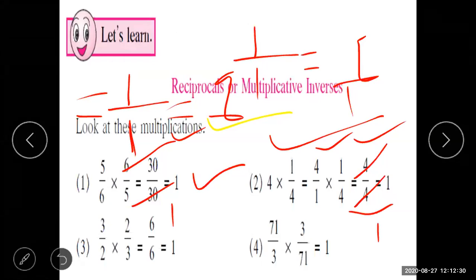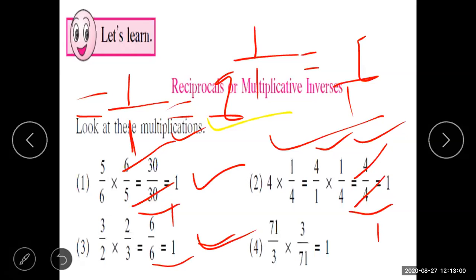Now the third question is 3 upon 2 multiplied by 2 upon 3. Now we will multiply 3 into 2. 3 twos are 6 and 2 threes are 6. Now here 6 upon 6 means the same. It is the same table: 6 ones are 6, 6 ones are 6. Then we write the answer as only 1.